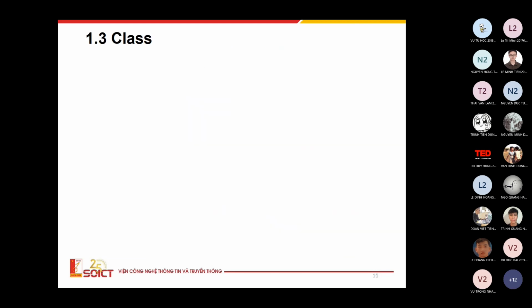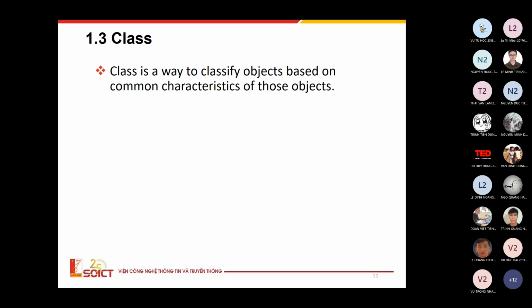And now we talk about the class and the object. This is what can help us make the abstraction for the thing. Okay, and the class. We know this term already. The class is a way to classify objects based on the common characteristics of those objects. And we know that the class is like the definition. So it's just the result of the data abstraction.